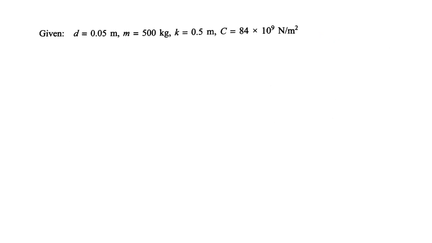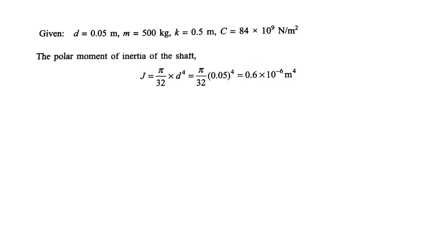So the data given in the problem is: diameter of the shaft 0.05 meter, mass of the rotor 500 kilogram, radius of gyration of the rotor 0.5 meter, and the rigidity modulus of the shaft material is 84 × 10 raised to 9 Newton per meter square. Rigidity modulus can be represented either by notation C or capital G.